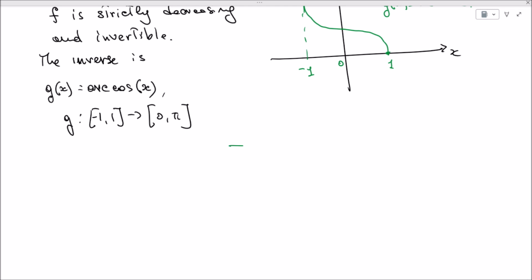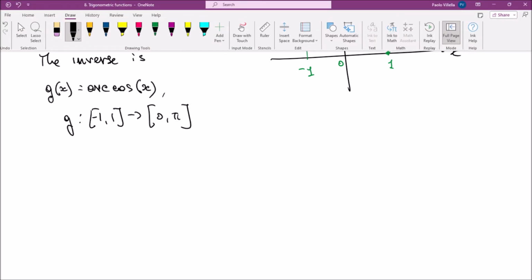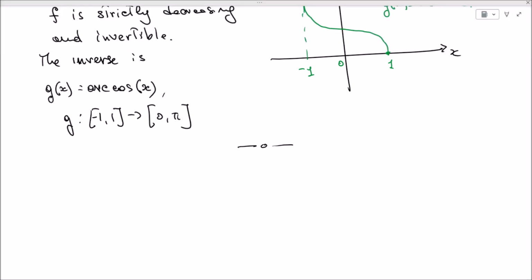It's time now to consider the last trigonometric function, which is the tangent of x. So we will consider now f of x as the tangent of x.